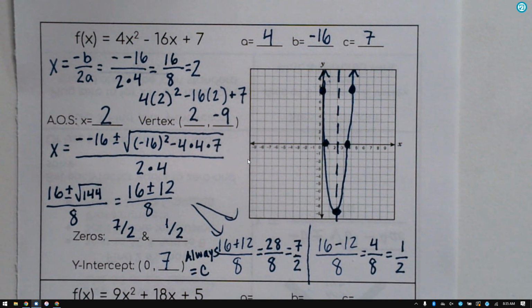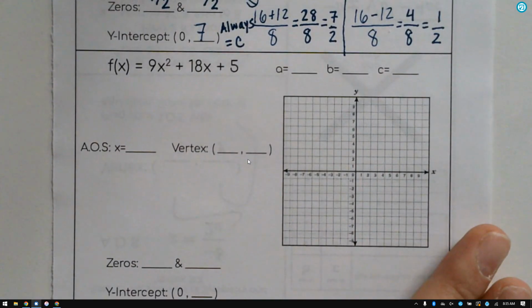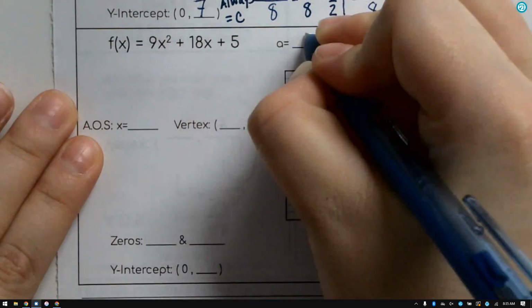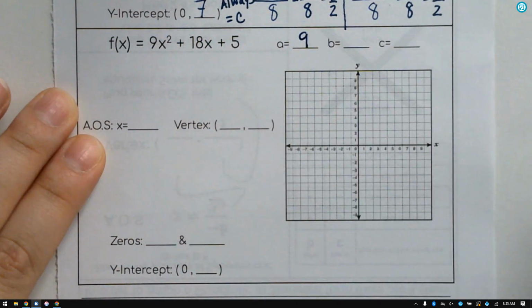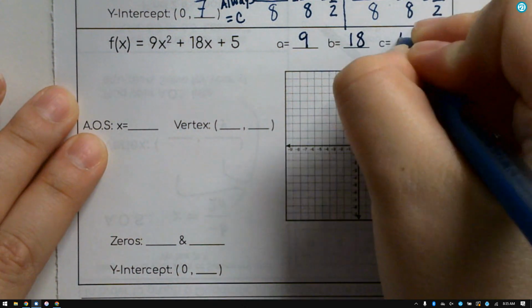Any questions right now? All right. We're going to do one more, and then you guys will have the rest of class and our work day tomorrow to work. So we've got 9x squared plus 18x plus 5. We've got our A, B, and C values. My A value is 9. My B value is 18. And my C value is 5.